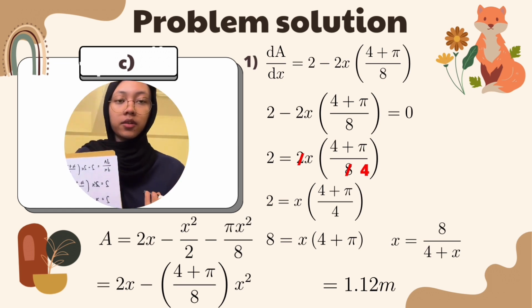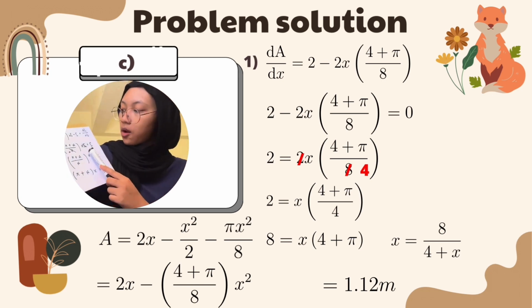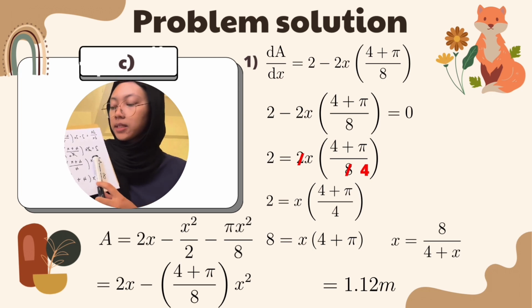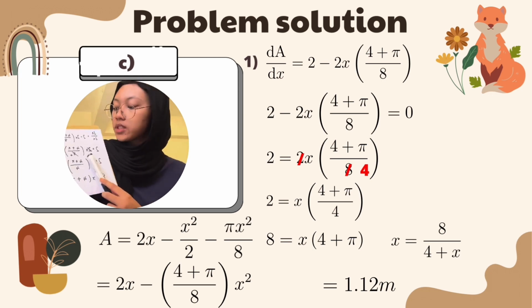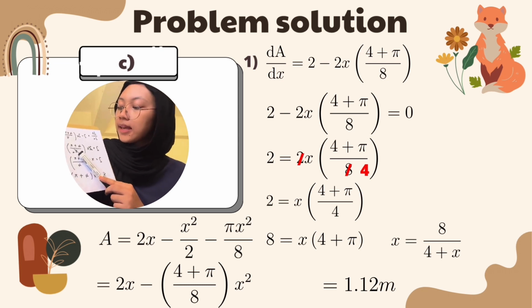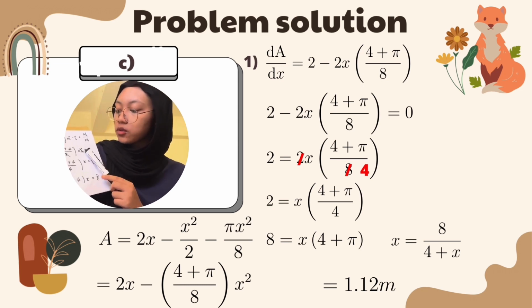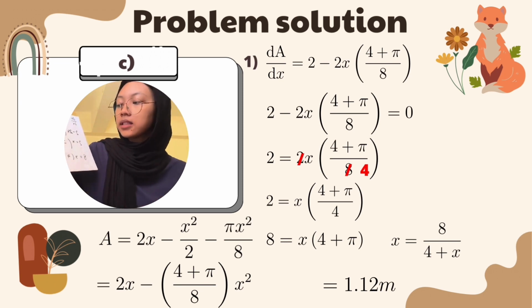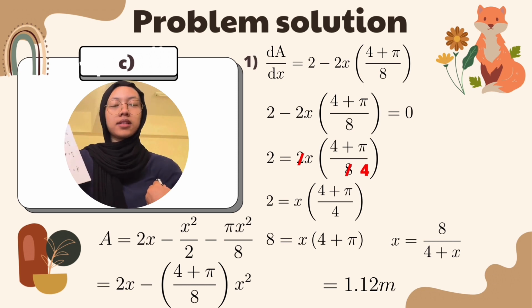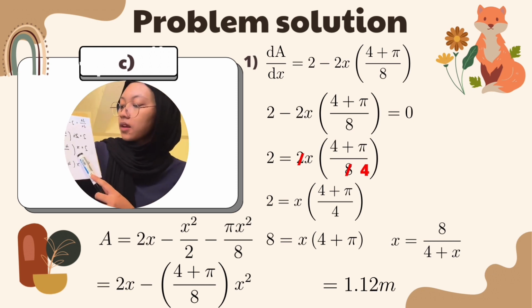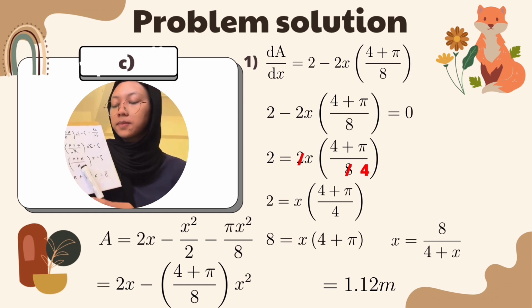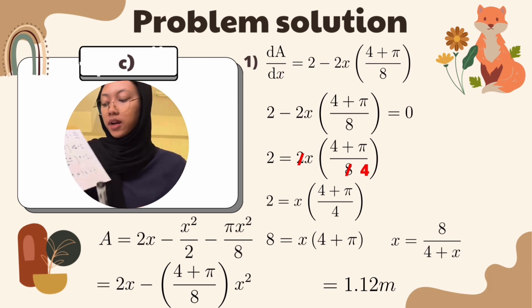After we finish with the differentiation, we're gonna put the 2 in front, we move it into the left hand side and simplify the equation, where we slash the 2 with 8, and the 8 we will get 4 and 2 as 1. So the next step is write back the equation that we have simplified. 2 equals x open bracket 4 plus pi over 4 close bracket.